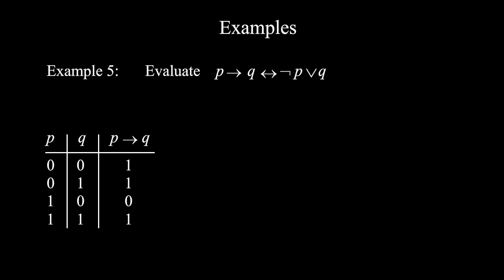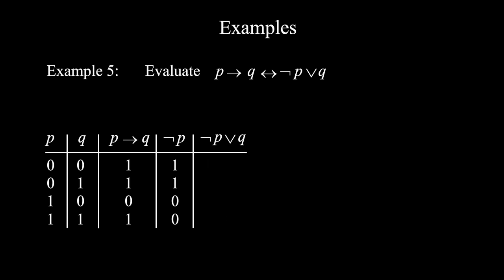In the fourth column, we put not P. This is just the opposite of P of the first column. In the fifth column, evaluate not P or Q. We put zeros in the rows where the fourth and the second columns are zeros, otherwise ones.